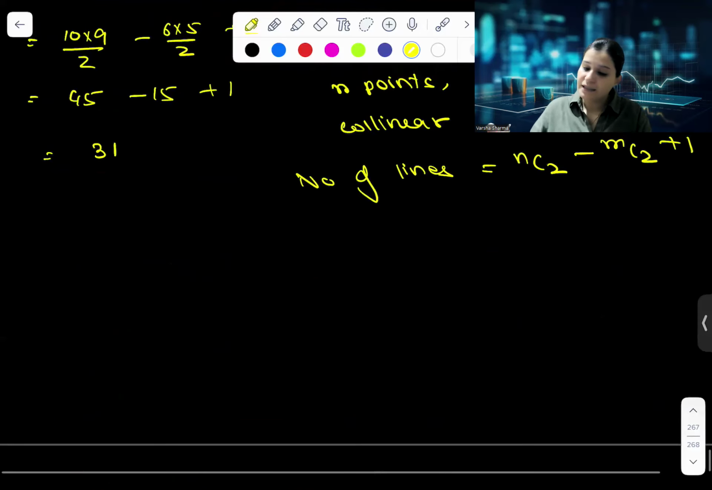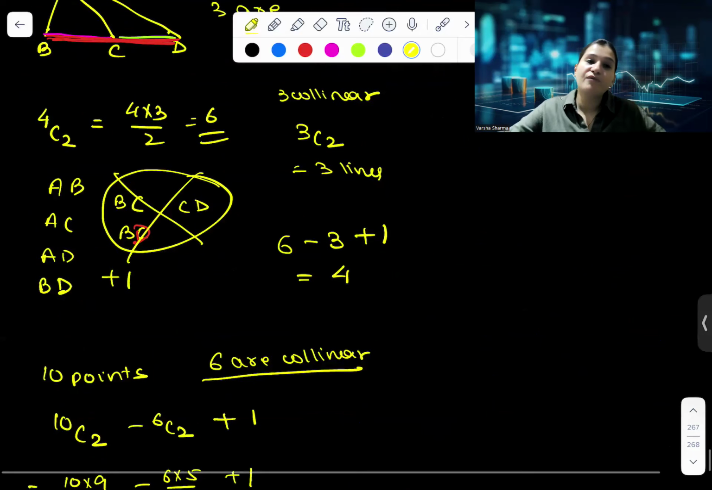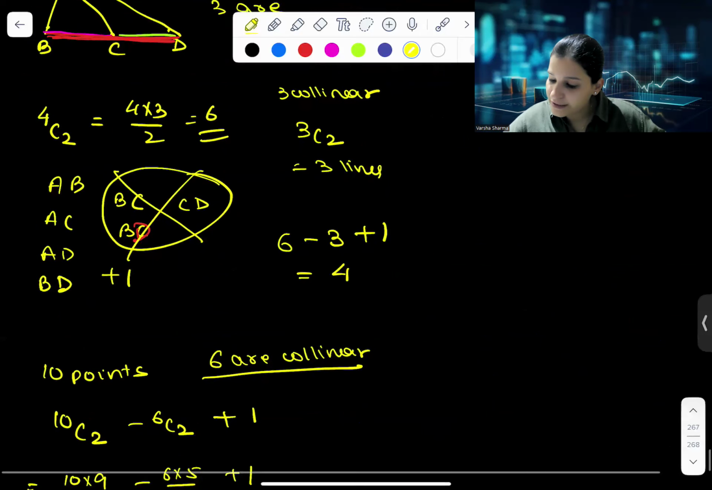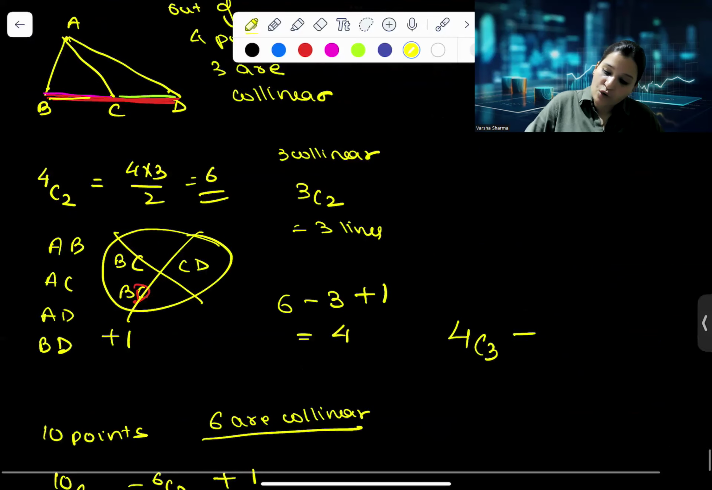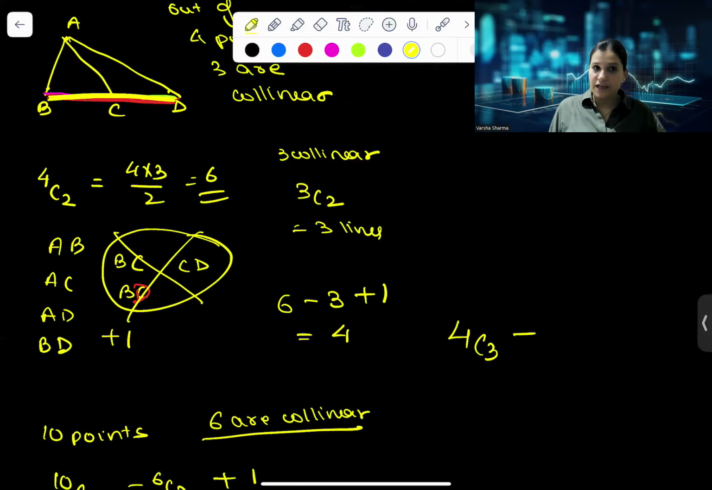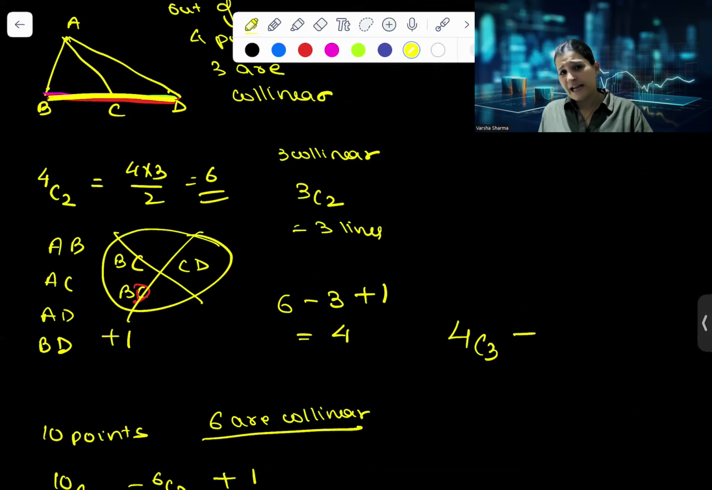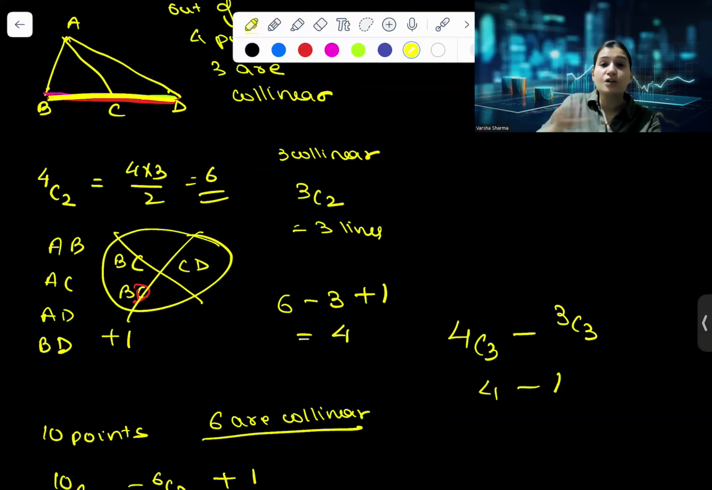Now, similarly here, if I would have been forming the triangle, I would have taken all the triangles 4C3. But the points that are collinear, these 3 points in our case, will not give me a triangle. So these 3 points will give me how many triangles? Only one triangle. I'll remove the triangle. Now, do I need to add 1 to it like a line? No, because all the collinear points, yes, give me a longest line. But no, they don't give me any triangle.